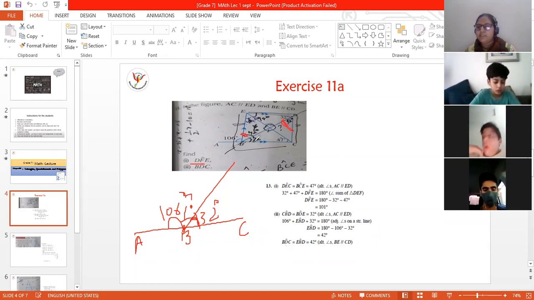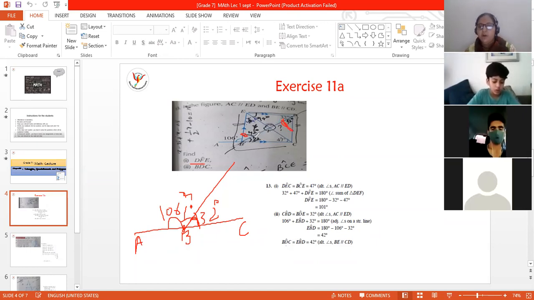If you find this angle, then this angle will ultimately be found. If this is 32, this is 32. And whatever the answer will be, this will also be the same, because angle B and angle D are alternate angles.